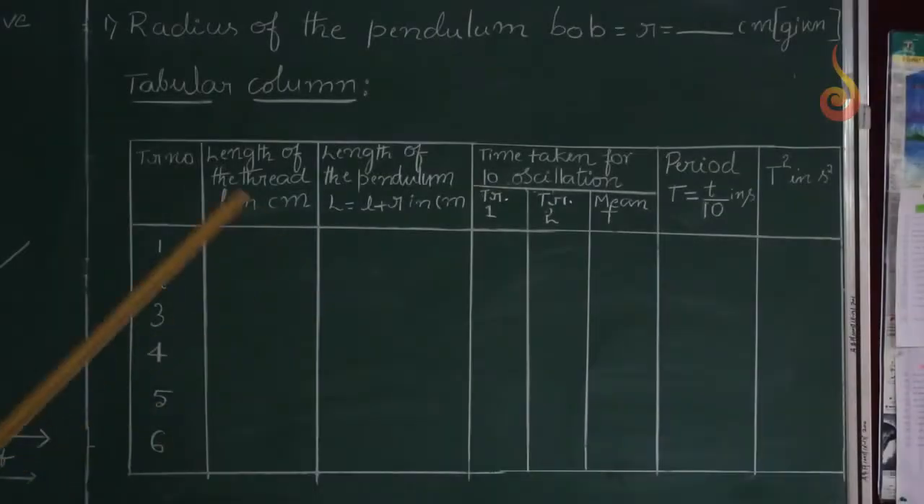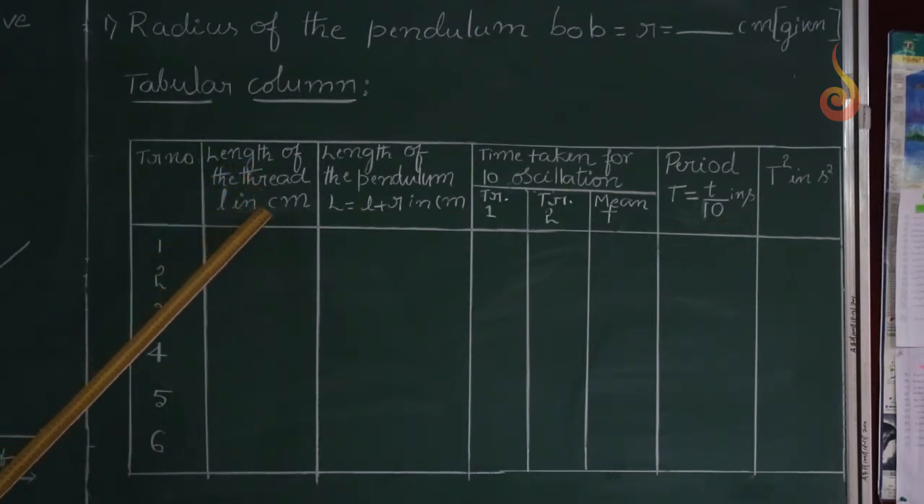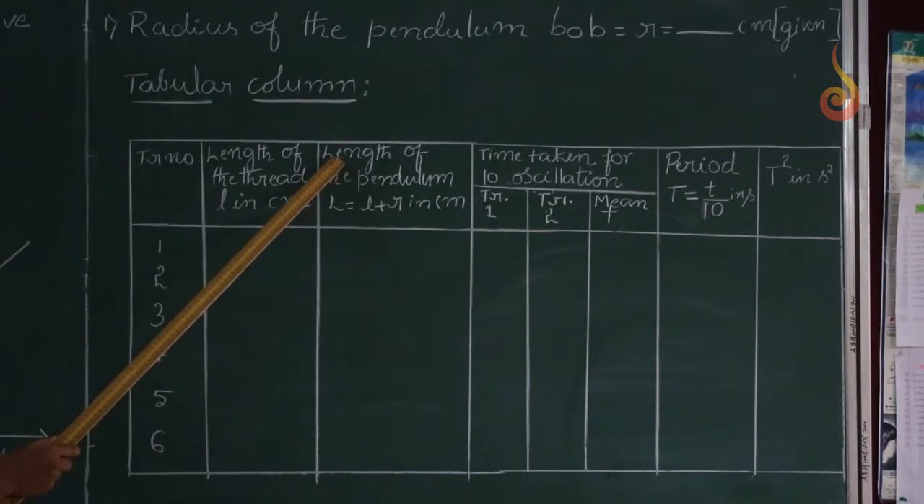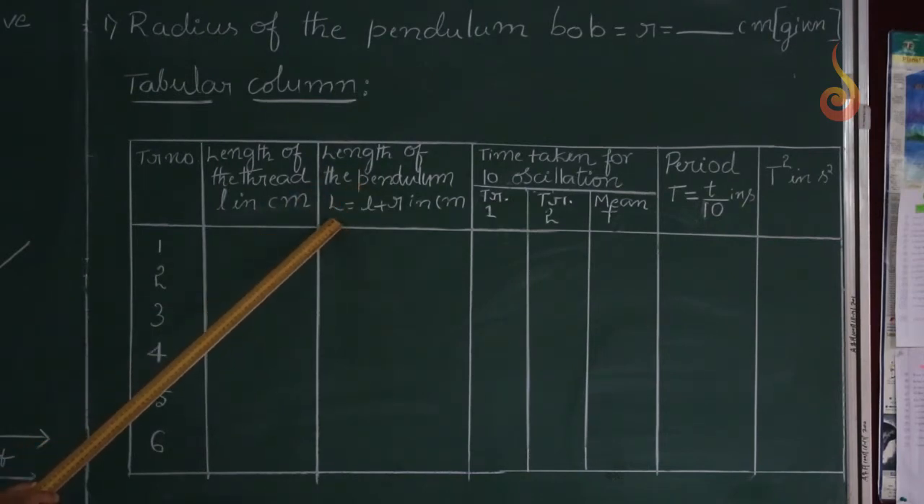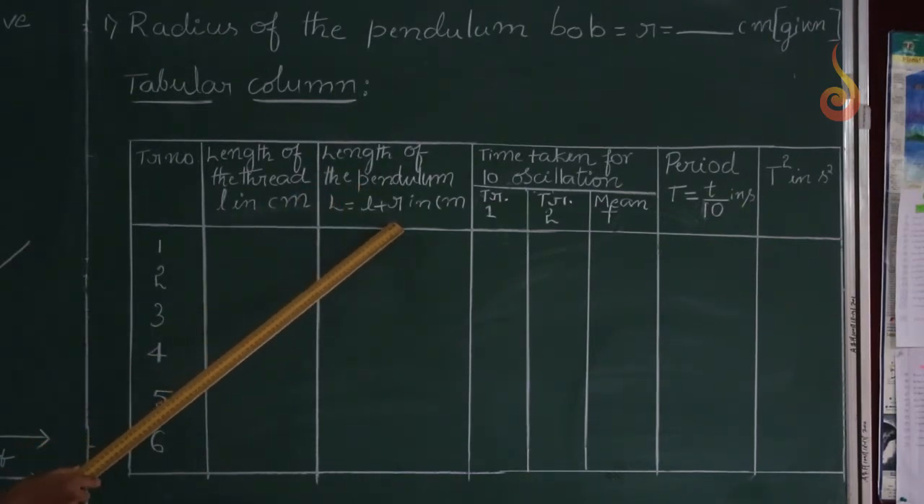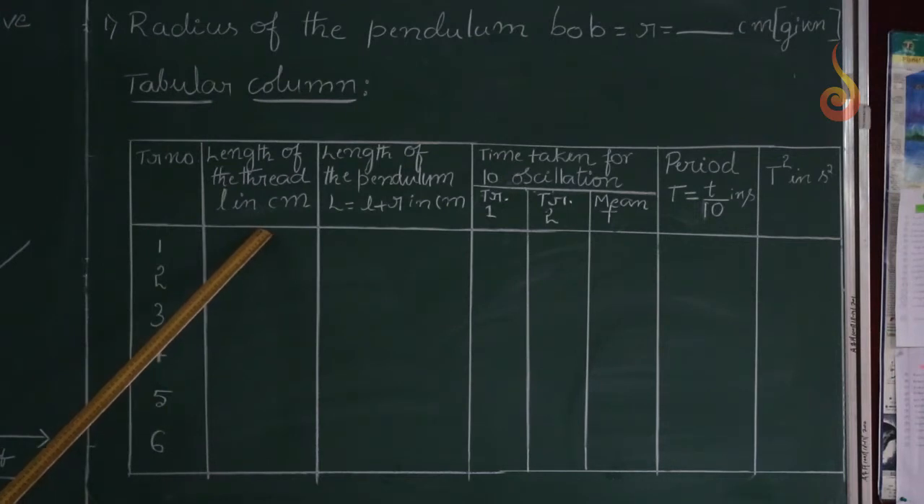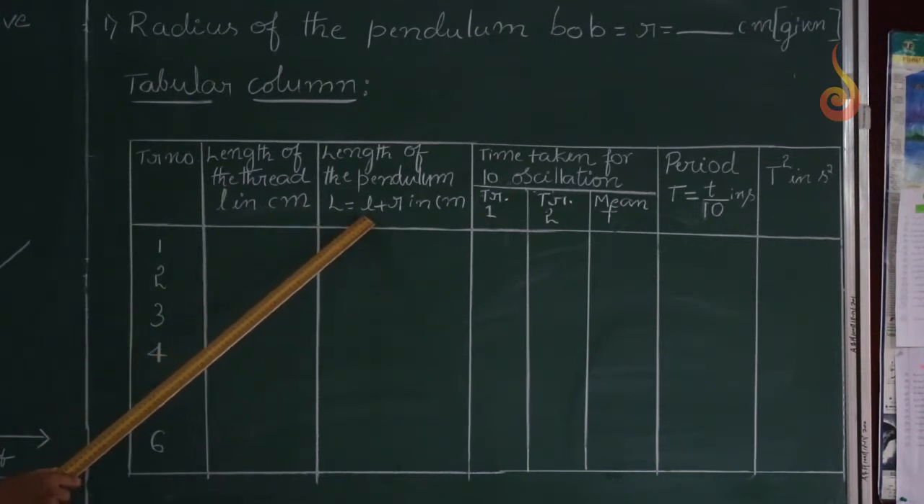Next we move on to the tabular column. Here we are going to perform the experiment for 6 trials in order to minimize the error in the experiment. Then we have to note down the length of the thread, given by small l, in centimeters. The length of the pendulum is given by the formula L is equal to small l plus r. Small l refers to the length of the thread and r is the radius of the pendulum bob, which is already given in the data.